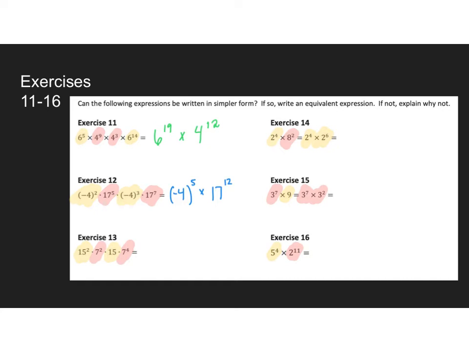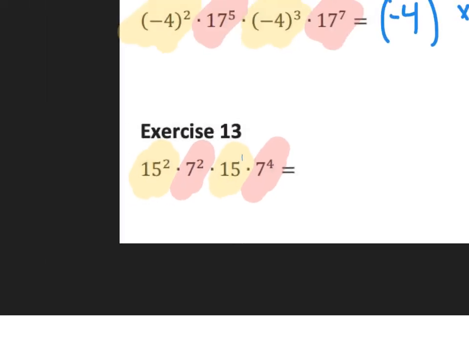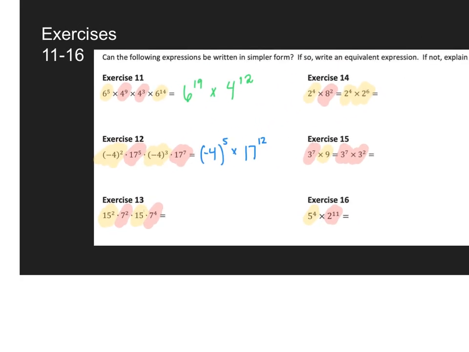Exercise 13. I have 15 to the second and 15 to nothing. Well, is there really nothing there? What's invisible that is right here with this 15? There's an invisible 1. Cannot forget about that invisible 1 because you have to add it up, okay?